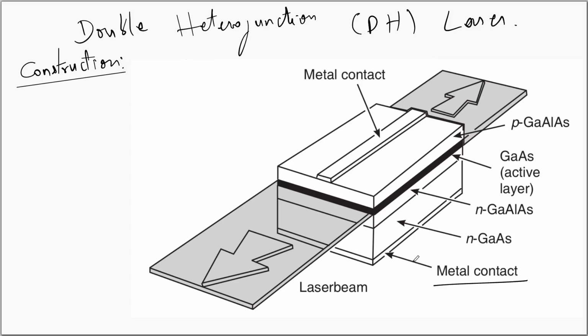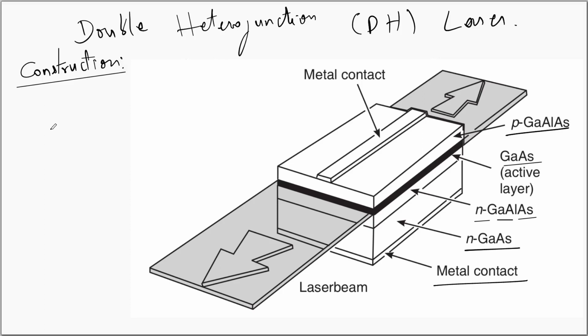The lowermost layer is the metal contact, followed by an N-type gallium arsenide. Over that we have the N-type gallium aluminum arsenide, and over that we have the gallium arsenide, and this gallium arsenide layer is the active layer. Over the gallium arsenide layer we have the P-type gallium aluminum arsenide. Since we have two different junctions here, we call it a double heterojunction. However, the gallium arsenide is the active layer. Over the P-type gallium aluminum arsenide layer, we have the metal contact. These two metal contacts are used to bias the diode. We get the laser from the gallium arsenide layer.